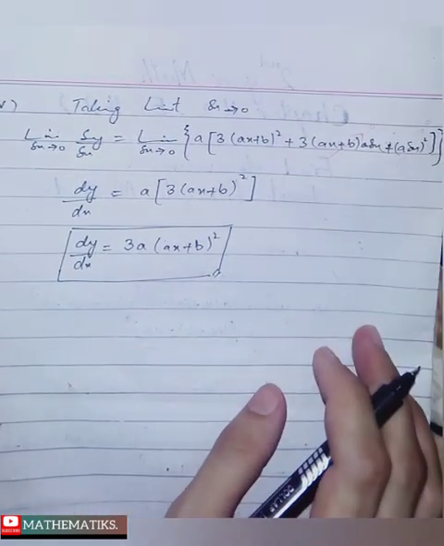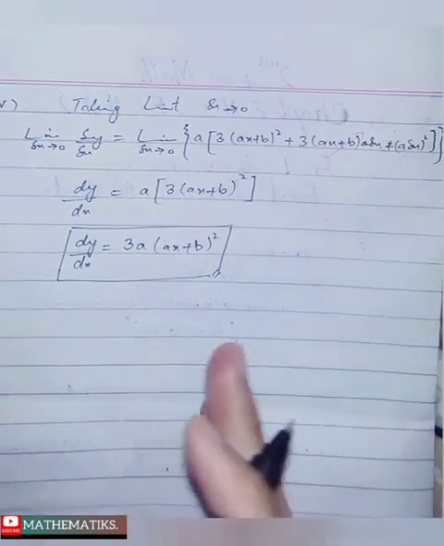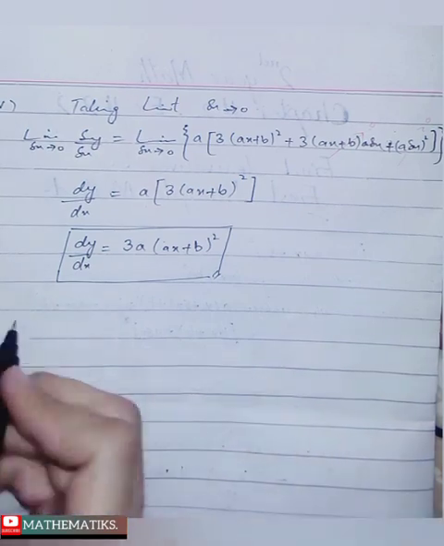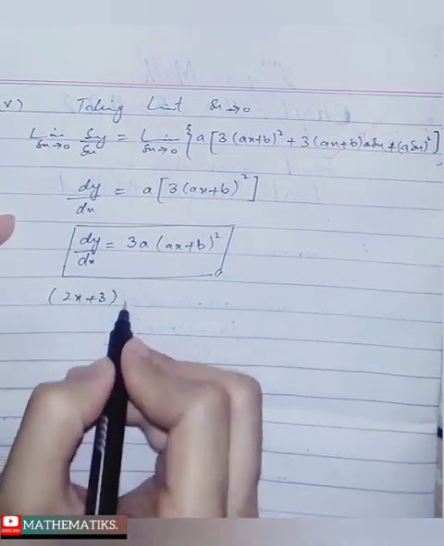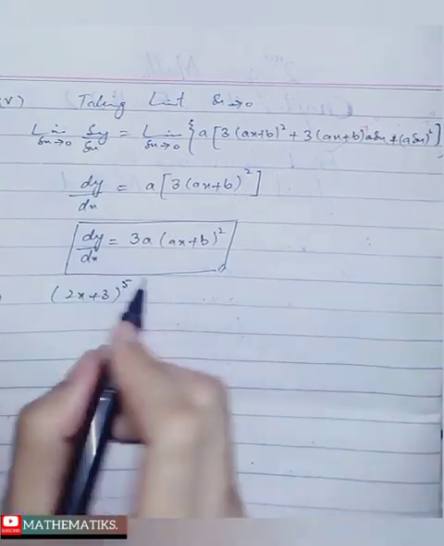Now for your convenience, I'm doing question number 2. It means that I'm doing all of the exercise for you. So our part number 2 is 2x plus 3 whole power 5. This is our question.